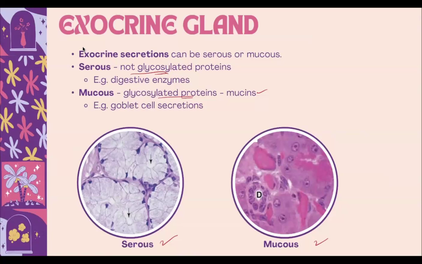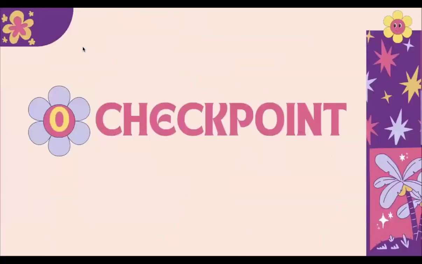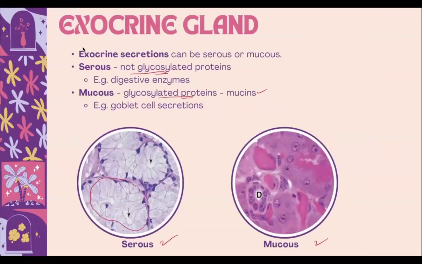Then you have serous. This is the one that you can find in some of your salivary glands. And yeah, so the difference is the serous look very clear, right? And the mucus look very pink, very packed. And that is pretty much it for epithelium. That is all of epithelium covered.